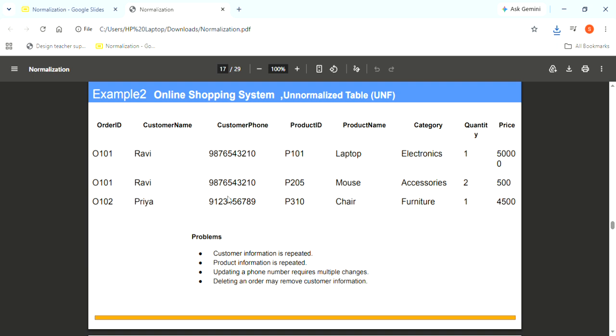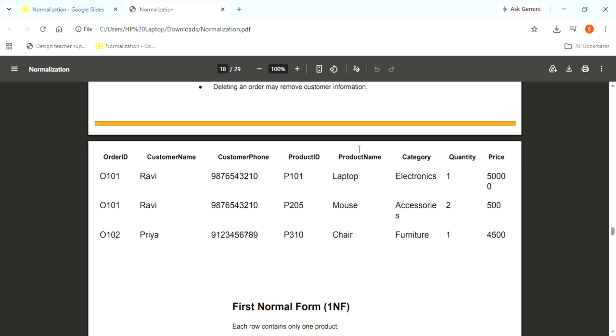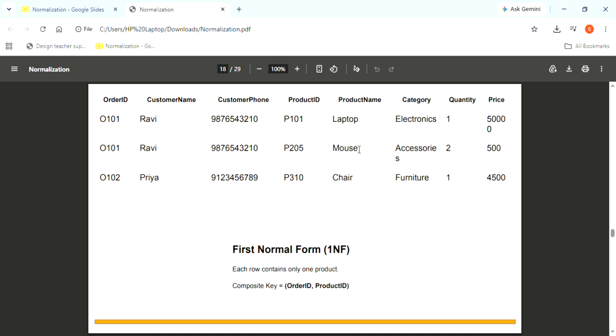Customer information is repeated. About Ravi, we have it again and again, and product information is also repeated, and updating a phone number requires multiple changes. If I have to delete an order, then it will delete the customer information as well as the product information. So these are a few problems in the unnormalized table.